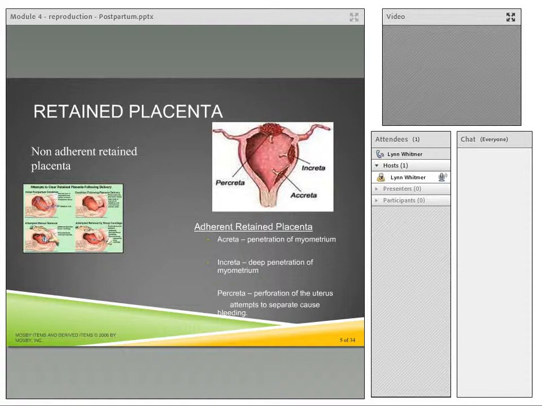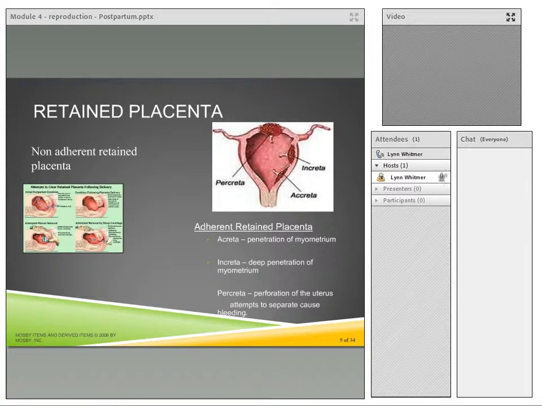Some of the problems in postpartum: we could have a retained placenta. Retained placenta can cause some subinvolution. Now there are two kinds of retained placenta. There's non-adherent, which is on the left side of your screen, and there's adherent on the right-hand side of your screen. The non-adherent is the most common.